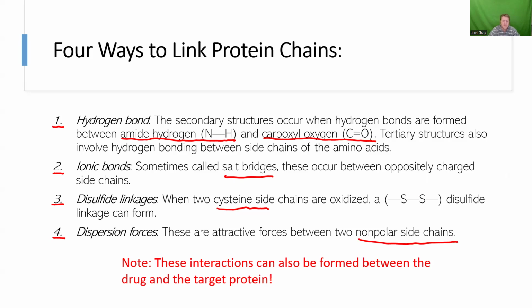Now, an important note is that these interactions can also be formed not just in a protein-protein interaction, but between a drug and a target protein. So if you think back to Lipinski's 5 rules for drug design, there was a limitation on the number of hydrogen bond donors and hydrogen bond acceptors. Well, you don't want your drug to have an infinite number of hydrogen bond donors and acceptors. You want to limit them because then you're able to limit the types and number of interactions that drug can be involved in.